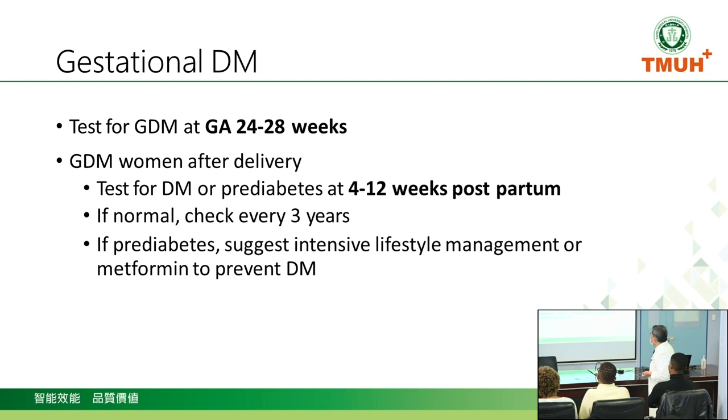Gestation. Woman, gestational diabetes. You must test for gestational DM at 24 to 28 weeks of gestation. Next time you must check blood sugar. For gestational diabetes, after delivery you must test for diabetes or pre-diabetes. If at this time the patient is diabetic or pre-diabetic, after postpartum you must check at 4 to 12 weeks. If the check is normal, check every 3 years. If pre-diabetes, suggest lifestyle change.